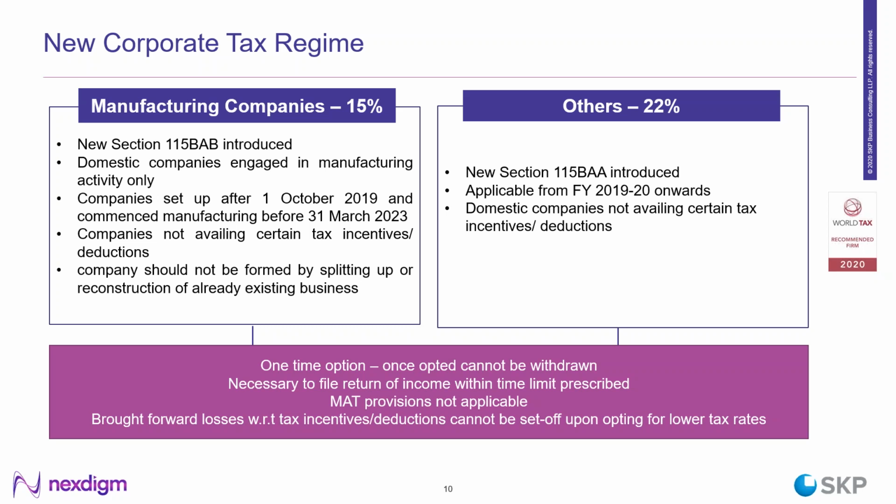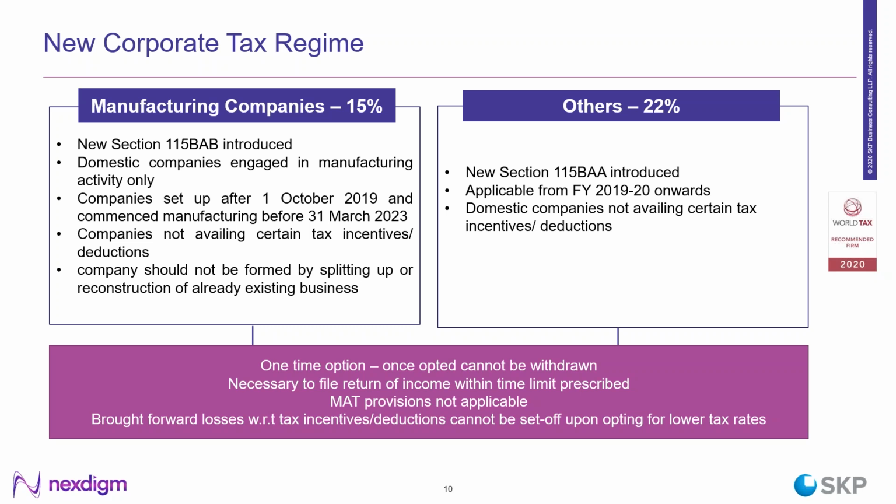And for manufacturing companies which are setting up in India from October 1, 2019 and commence manufacturing before 31st March 2023, the tax rate would be only 17%. So this is one of the most competitive tax rates globally which has been provided in India for manufacturing, with the ongoing trade war and companies looking to shift from China to India. India has come out with this very good opportunity for large MNCs to set up their manufacturing hub in India.